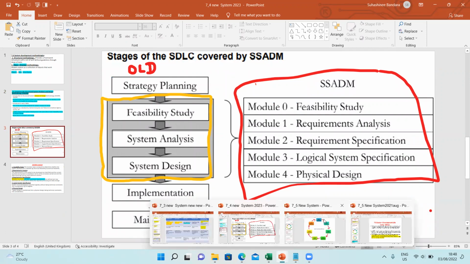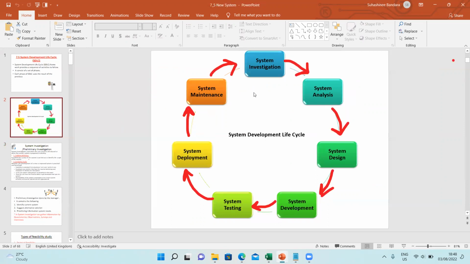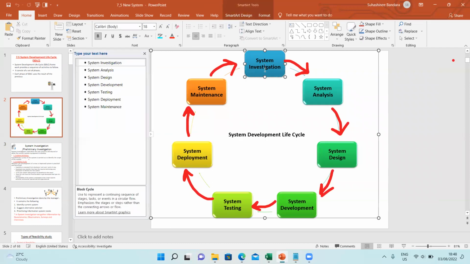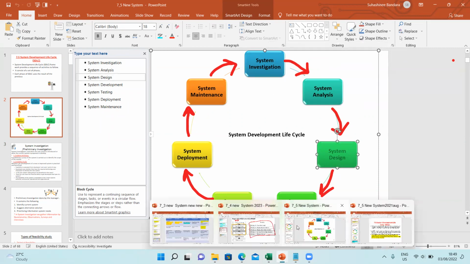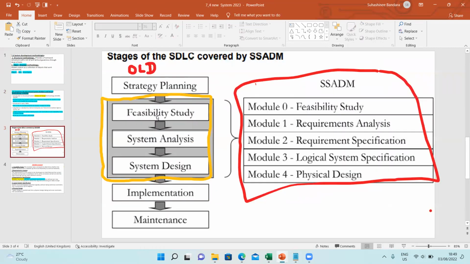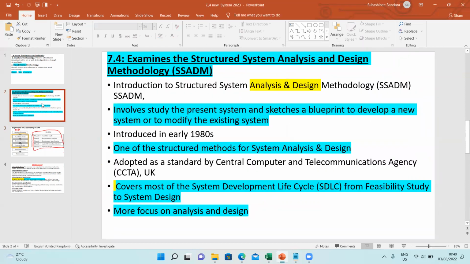When we consider our latest system development life cycle, the system investigation consists of the feasibility study and system analysis and design. So all these three stages are covered by the structured system development section. The structured system we are discussing is focused on the feasibility studies, system analysis, and design. Now we'll see what that is.